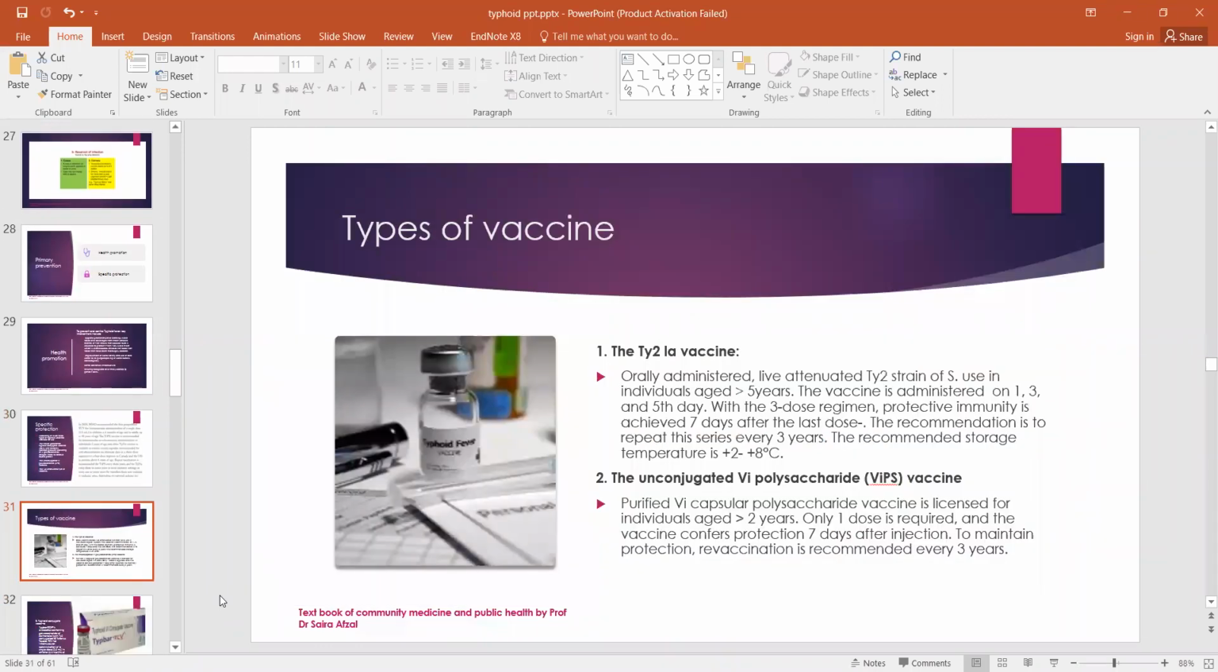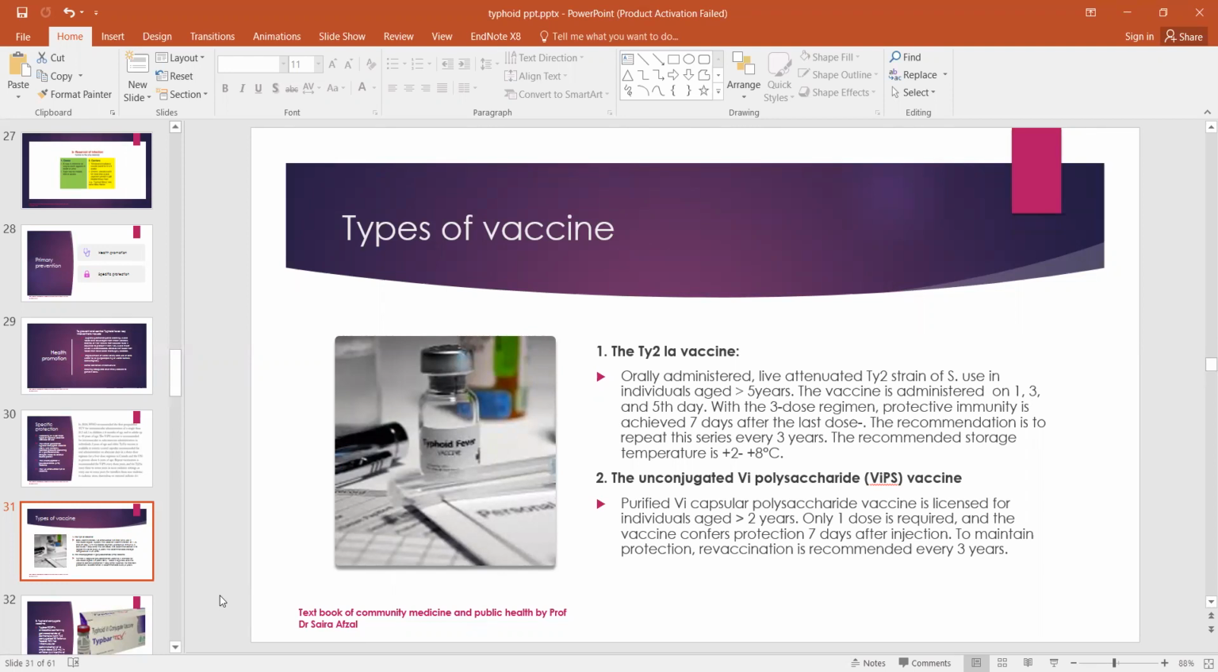The Ty21a vaccine is orally administered. It is a live attenuated strain of Salmonella and it is used in individuals more than 5 years of age. The vaccine is administered on the 1st, 3rd, and 5th day, and with the 3-dose regime, protective immunity is achieved 7 days after the last dose.